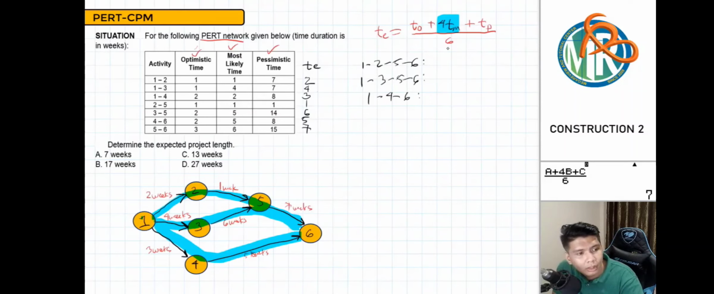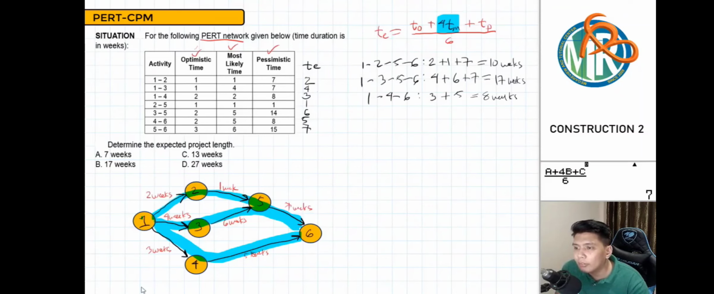Sige, let's add now the duration na madadaanan natin. So activity 1, 2, 5, 6, you'll have here 2 plus 1 plus 7. This will give you what? This is 10 weeks. Activity 1, 3, you have 4 weeks, then 6 weeks, then 7 weeks. Okay, add mo yan, you'll have 17 weeks. Then lastly, you have activity 1, 4, 6, you have 3 weeks and 5 weeks. You have 8 weeks duration dyan. So for this problem, guys, ang longest time na duration natin, that is 17 weeks. Okay, highlight ko. So this would become our project length, yung ating project duration. That would be letter B.